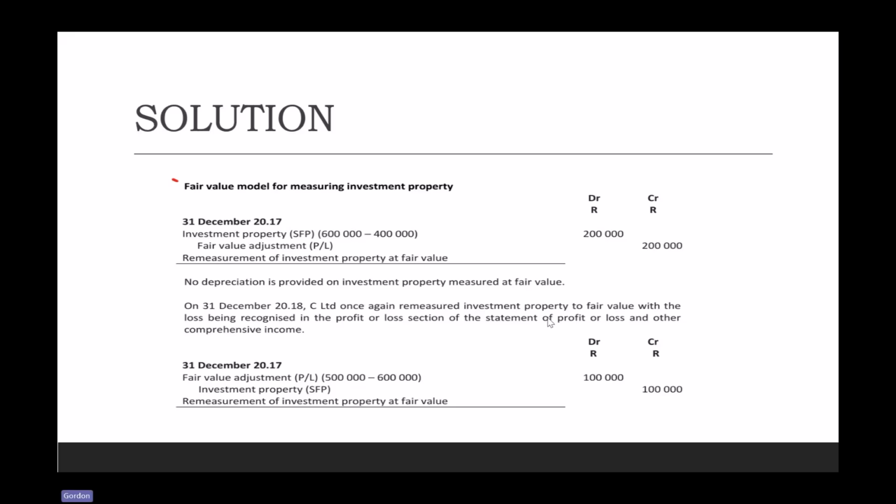Then on 31st December 2018, C Limited once again remeasured the investment property to fair value, with the loss being recognized in the profit or loss section of the statement of profit or loss and other comprehensive income. Remember the asset came down from 600,000 to 500,000, right? So now, what is the journal entry? We need to credit investment property because it has come down. So credit investment property 100,000 and debit fair value adjustment 100,000. Does everyone understand the journal entry?